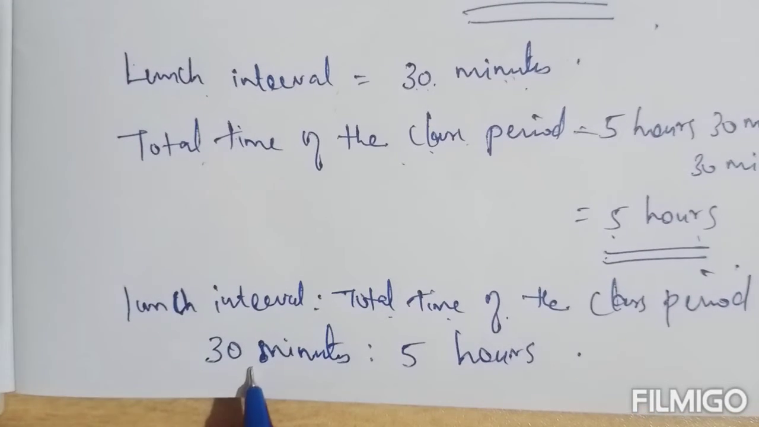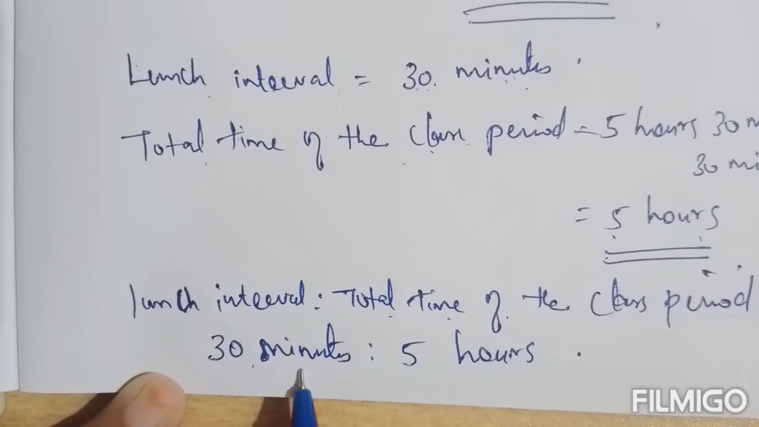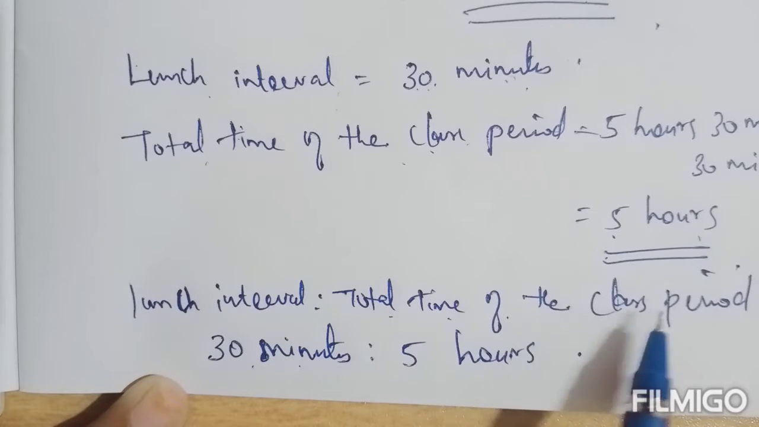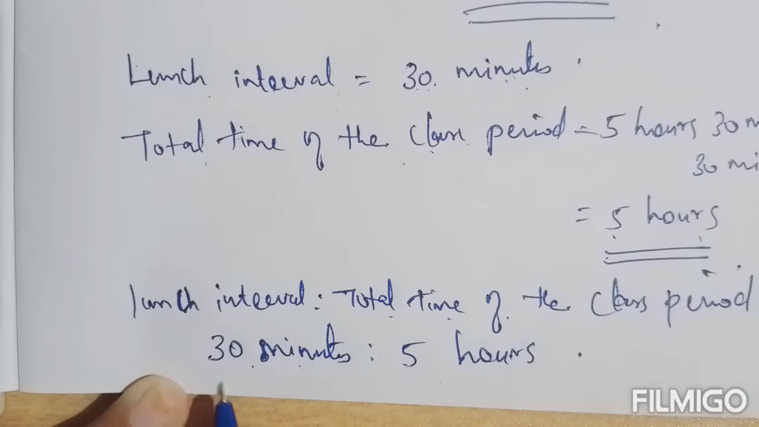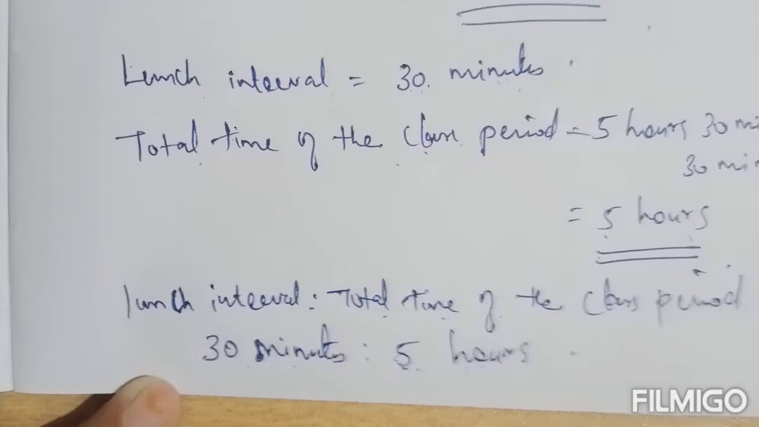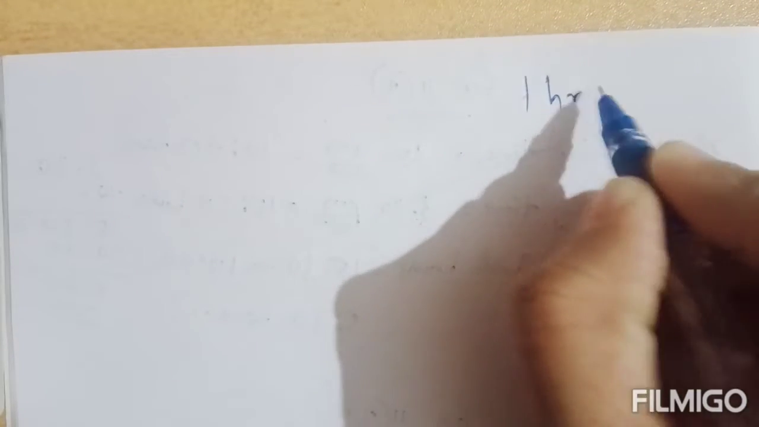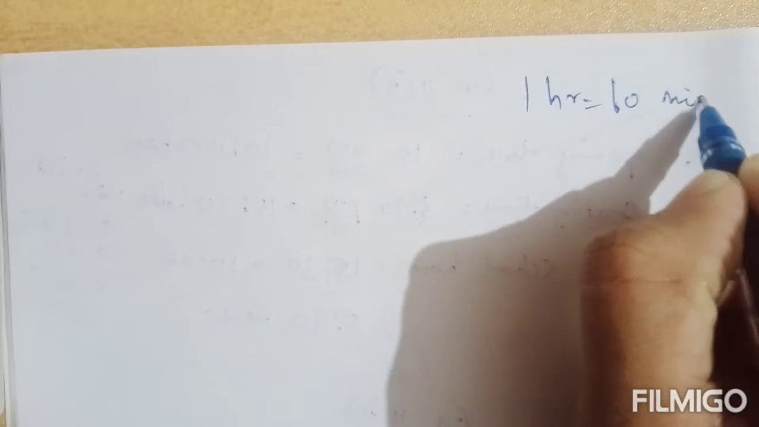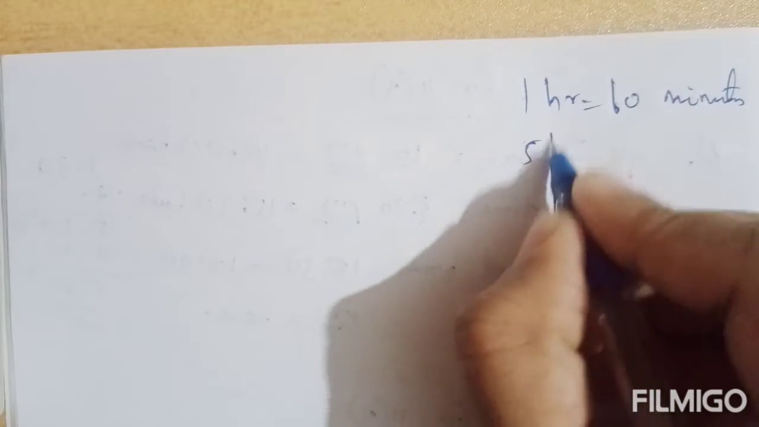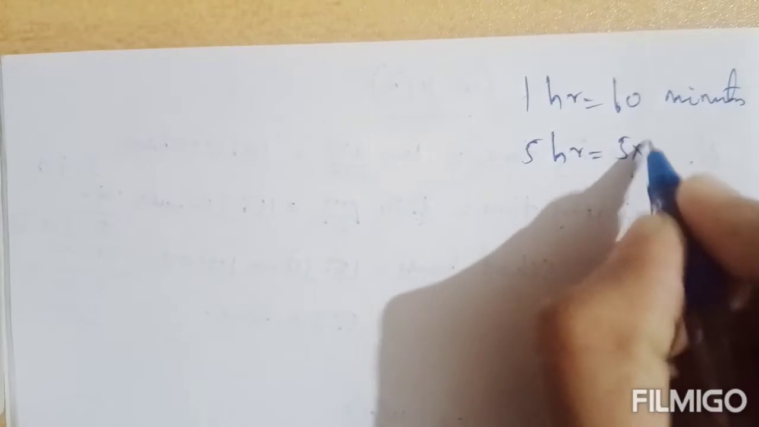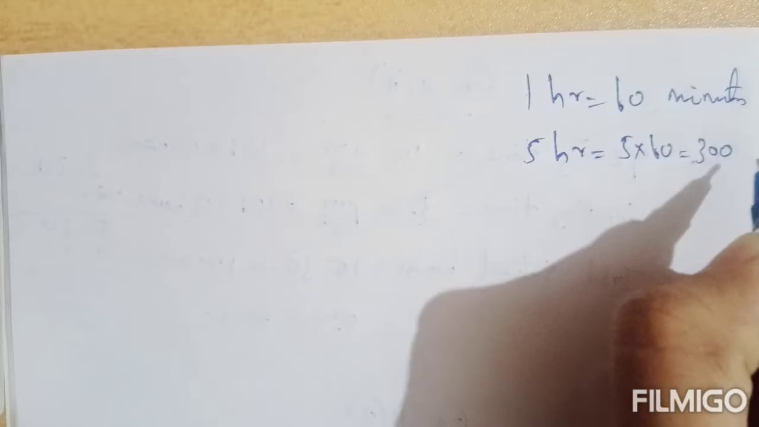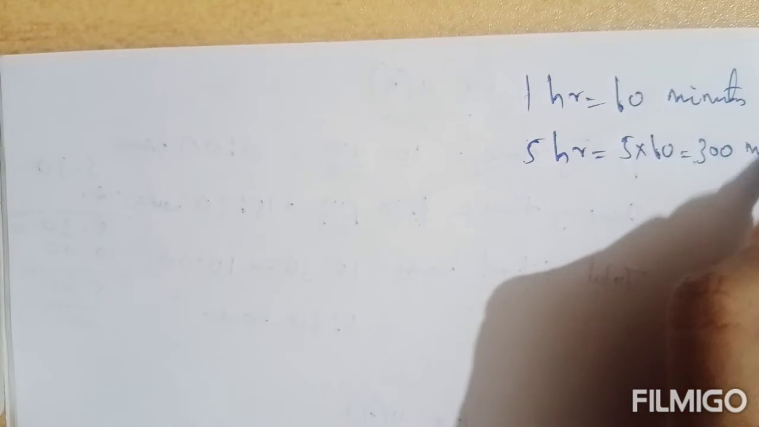You can see here the units are different. The lunch interval is in minutes, and the total time of the class period is in hours. So make the units the same. 5 hours you can convert to minutes. We know that 1 hour equals 60 minutes. So 5 hours will be 5 into 60. You will get 300 minutes.